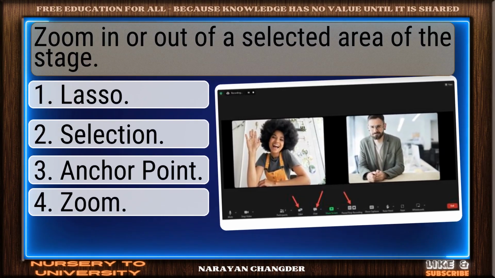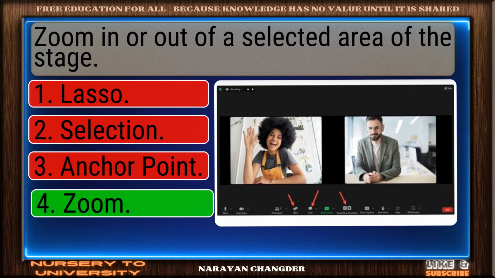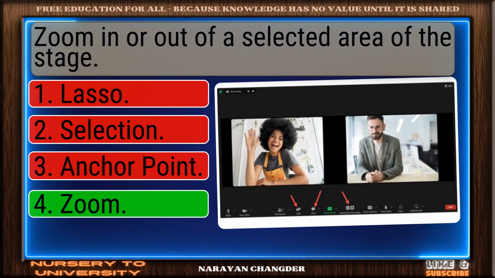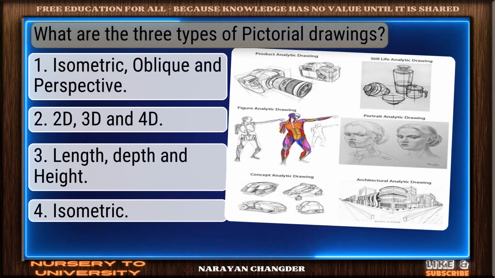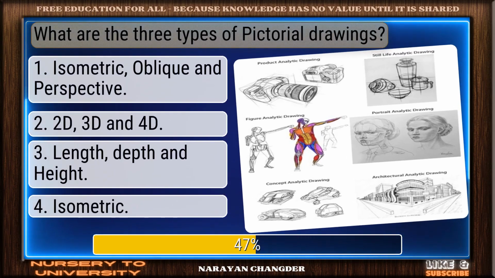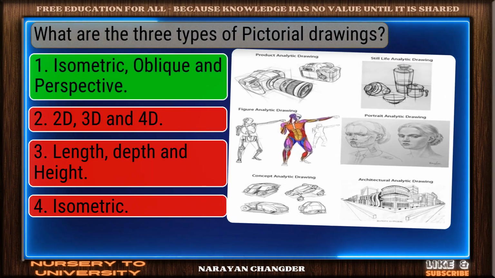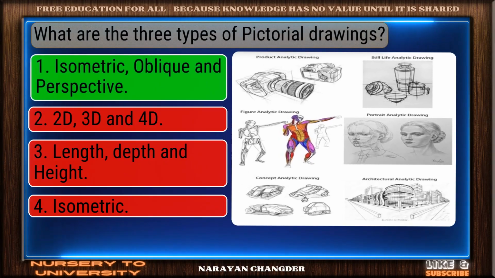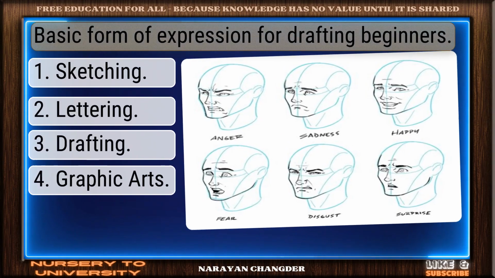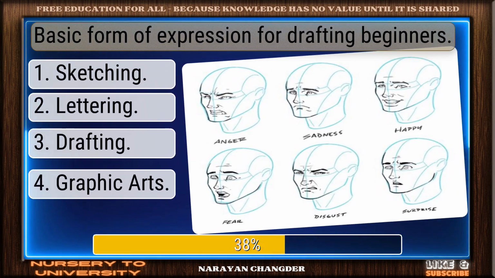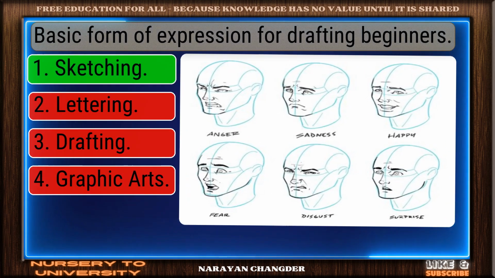Zoom in or out of a selected area of the stage. On track. Zoom is correct. What are the 3 types of pictorial drawings? Nice work. Isometric, oblique, and perspective fits perfectly. Basic form of expression for drafting beginners. Valid point. Sketching is true.